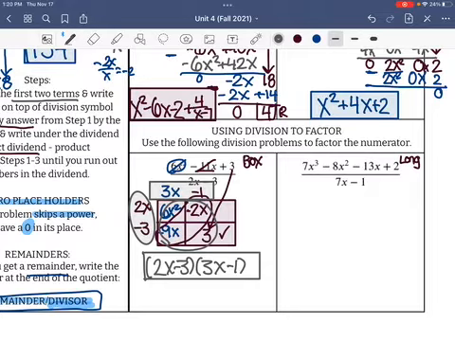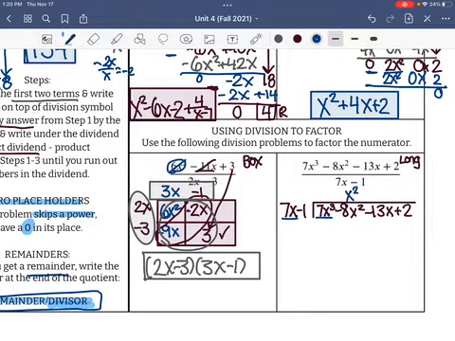Okay, let's try the next one, but we'll use long division this time. Let's see, 7x minus 1 is going to go outside. And 7x cubed minus 8x squared minus 13x plus 2 goes on the inside. Then I'm going to divide 7x cubed by 7x. The 7's will cancel, and it'll just be 1x squared.